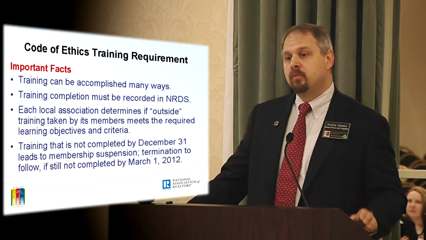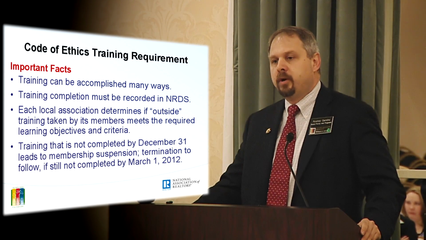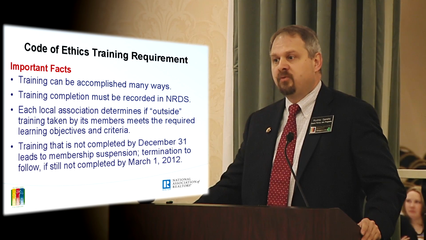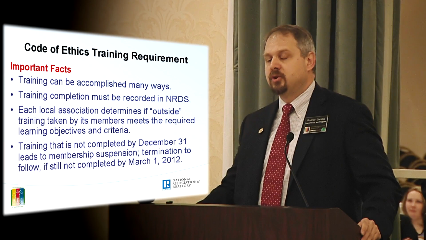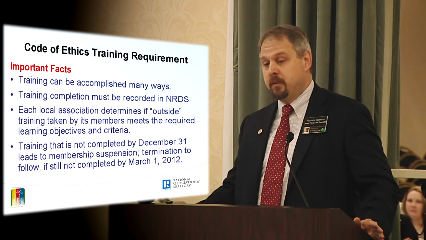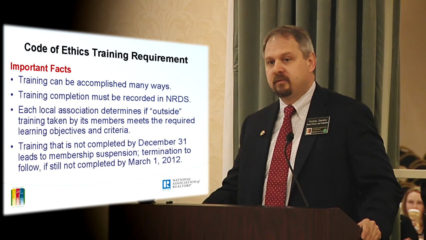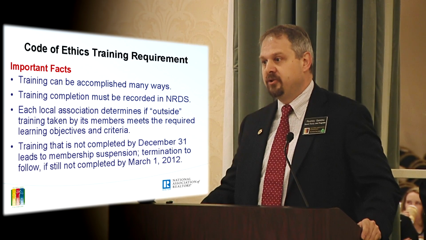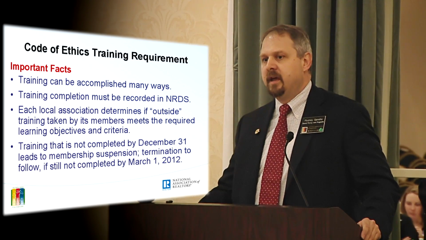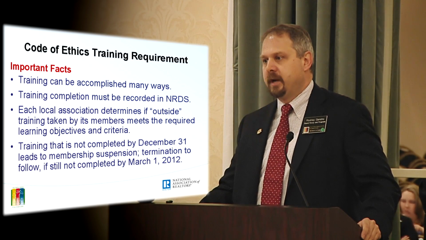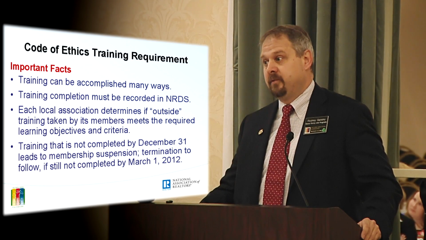Also, all completion must be recorded in NRDS. This wasn't a requirement during the first cycle. During the first cycle, association executives, if they had a member who held membership somewhere else and took their training at another association, didn't have one centralized location where they could go and determine if that member had completed their training or not. That was a problem during the first cycle.